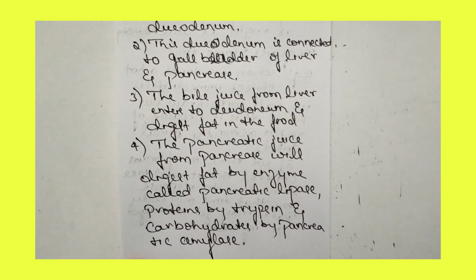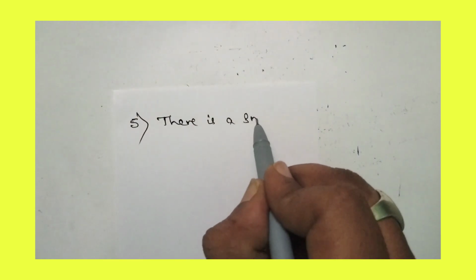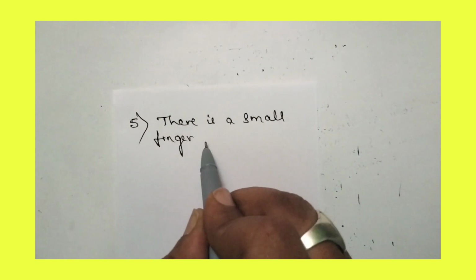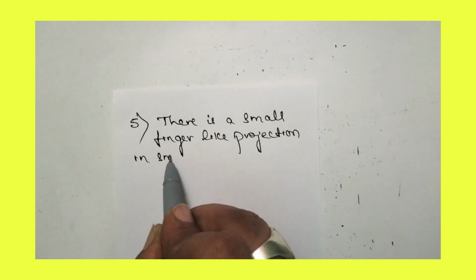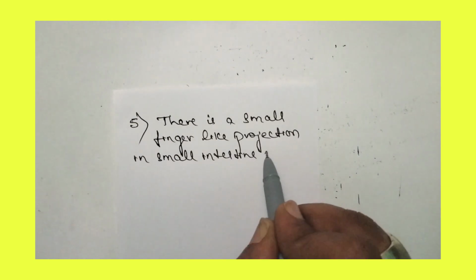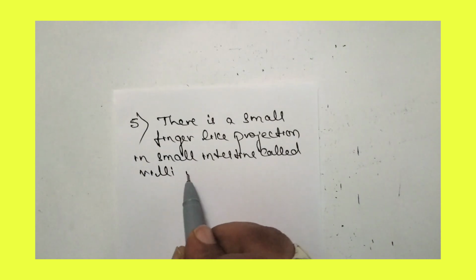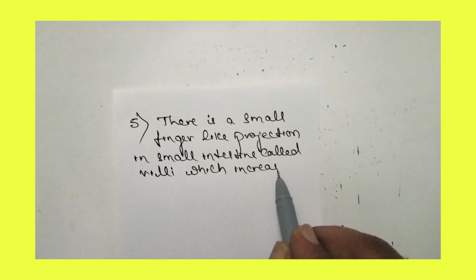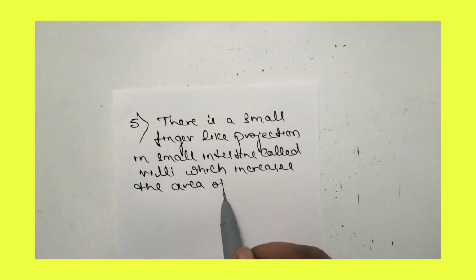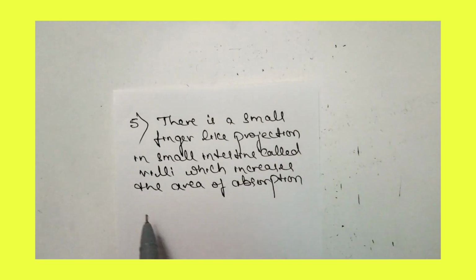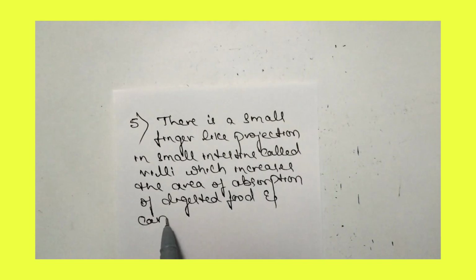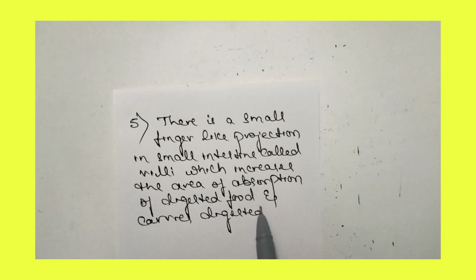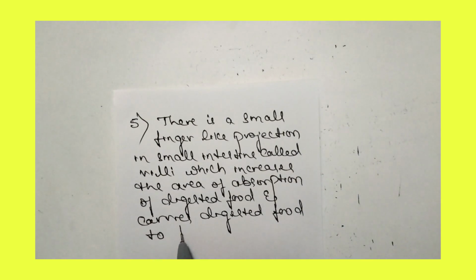Now the fifth point is that there are small finger-like projections in the small intestine called villi, which increase the area of absorption of digested food and carry the digested food to the blood.